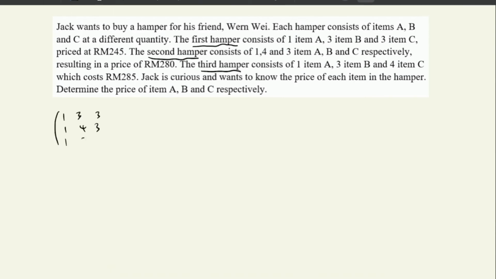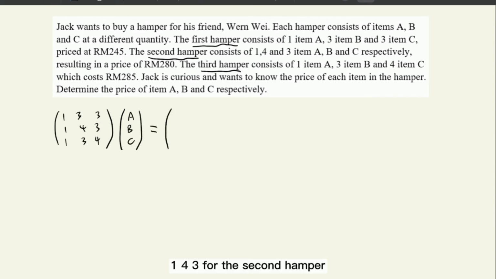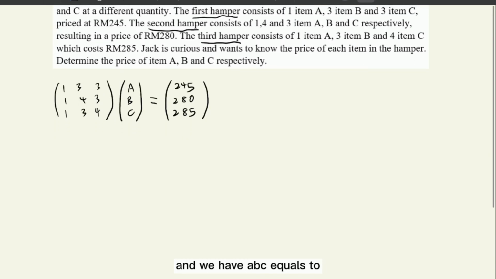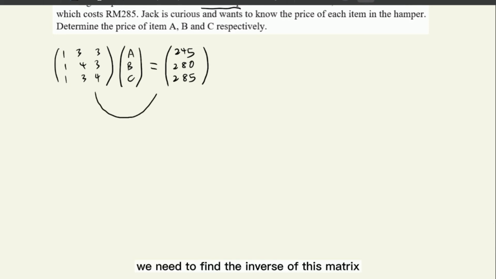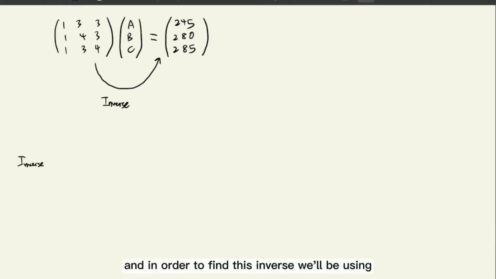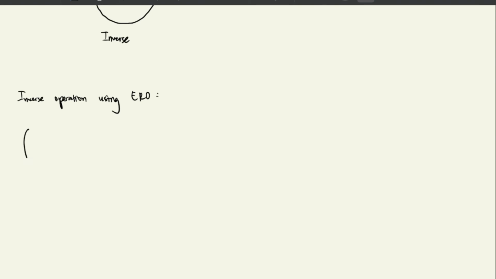We put these equations into the form of matrix. So the first row would be 1, 3, 3 for the first hamper, 1, 4, 3 for the second hamper, and 1, 3, 4 for the third hamper. And we have A, B and C equals to 245, 280 and 285. We need to find the inverse of this matrix, and in order to find this inverse we will be using the elementary row operation, which is the ERO.